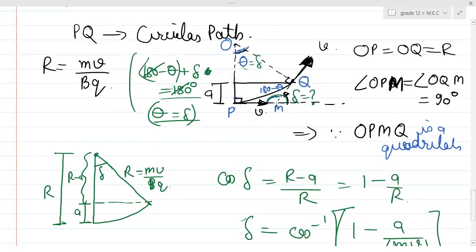Is it clear? Okay, in spite of giving you this a, if I would not have given it, if I would have given this distance from here to here, then what will you do? We'll just write sine of delta, perpendicular upon hypotenuse, so you will write d upon the side. That would be fine.